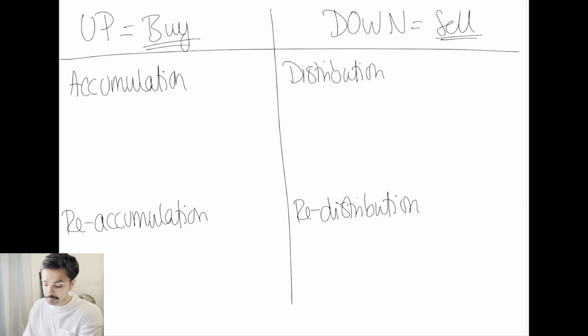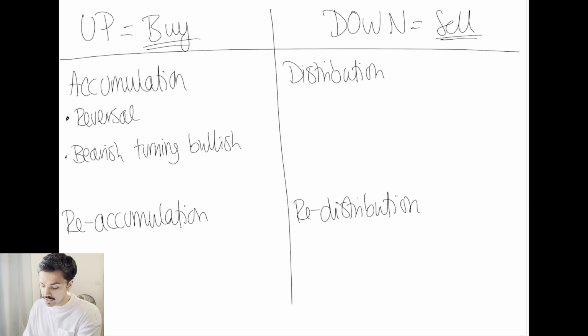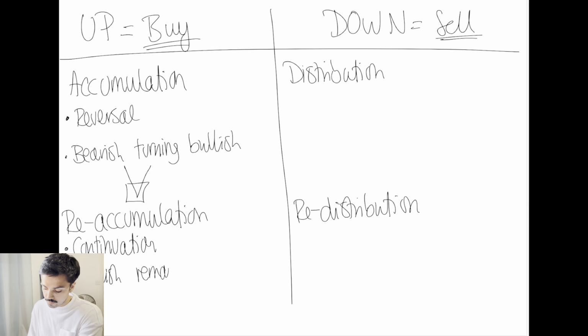Now, a regular accumulation is a reversal pattern, okay? It is bearish price turning bullish. Okay, so it takes place at the lows. It takes place within the box that you can see there. A reaccumulation, for example, is a continuation on the other hand. Okay, it is bullish price remaining bullish. So it takes place there within that box, okay? An existing uptrend resulting in further uptrend.